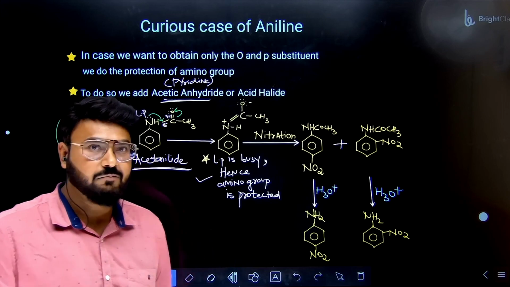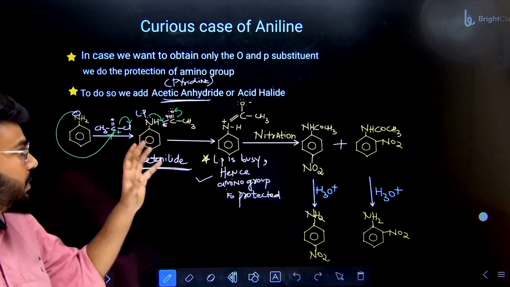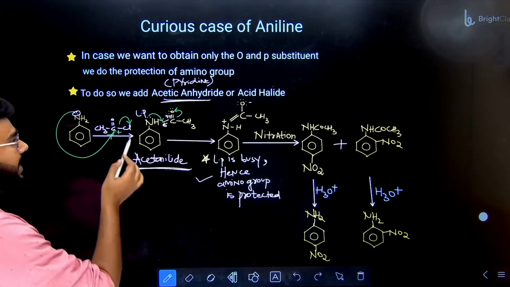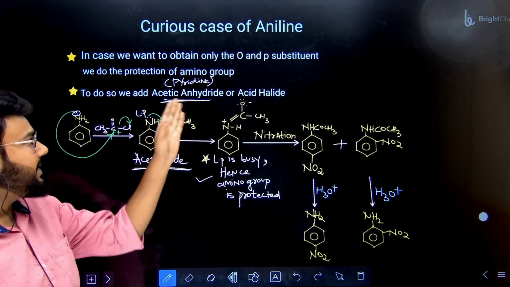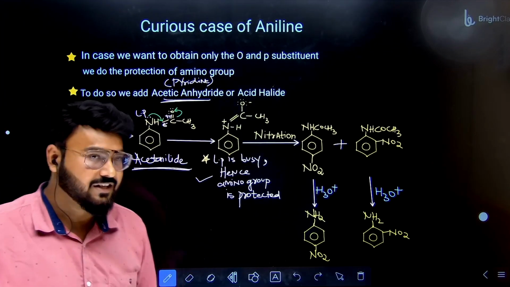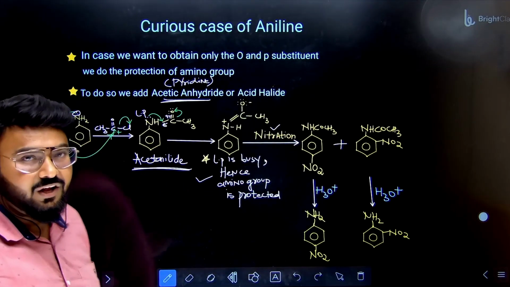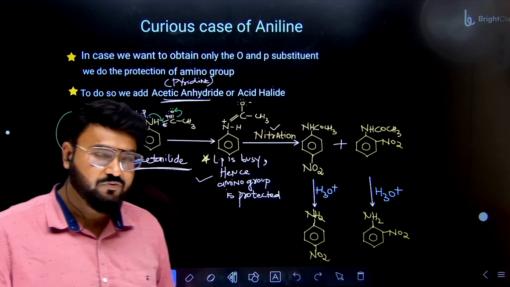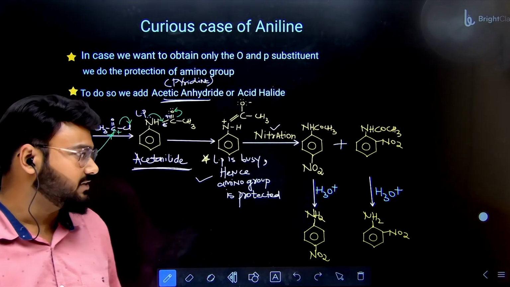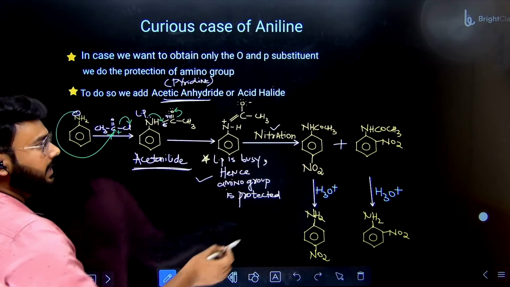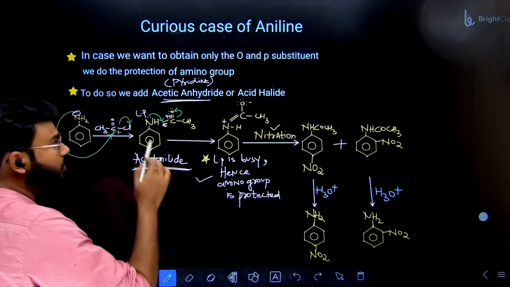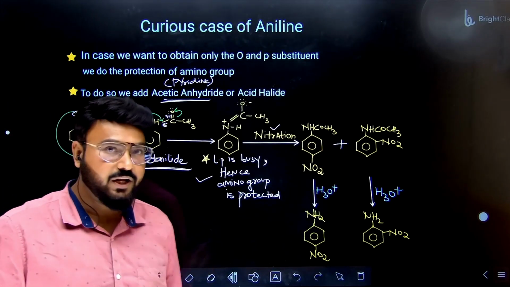There will be no minus M group. It will only form ortho and para. So after you have done the protection by adding either acetic anhydride or acid halide, then we will go with nitration, which is the same reagent, concentrated HNO3 and H2SO4, which will generate the electrophile NO2 for us. Once the NO2 is formed, it will attack at ortho and para as expected, because the lone pair is now busy. So the amino group is protected.